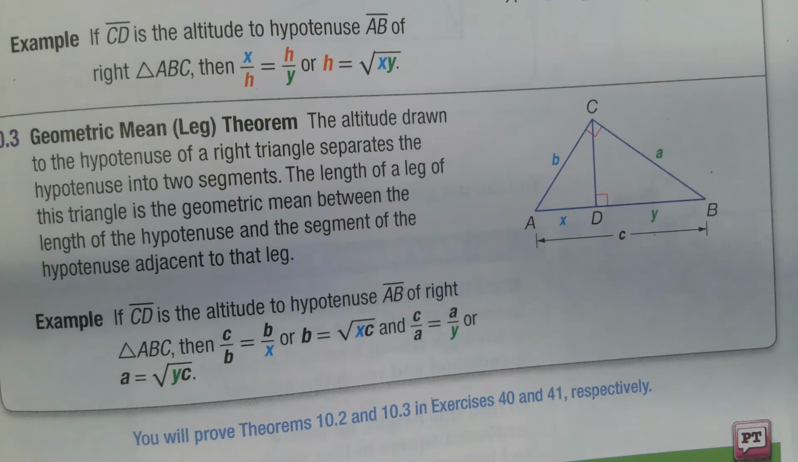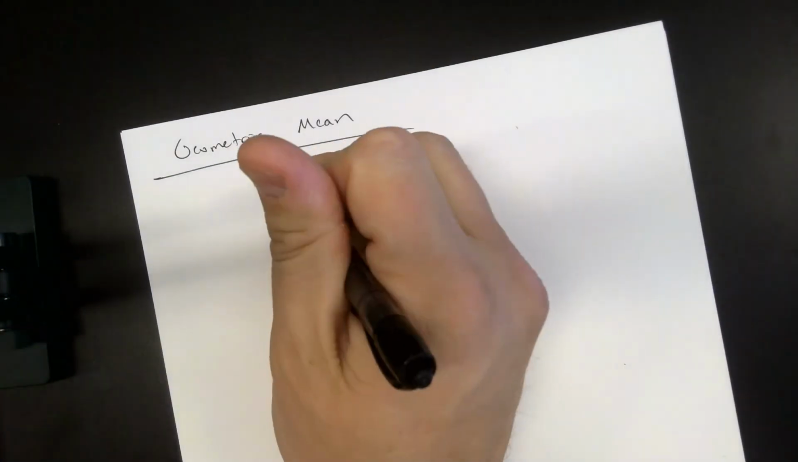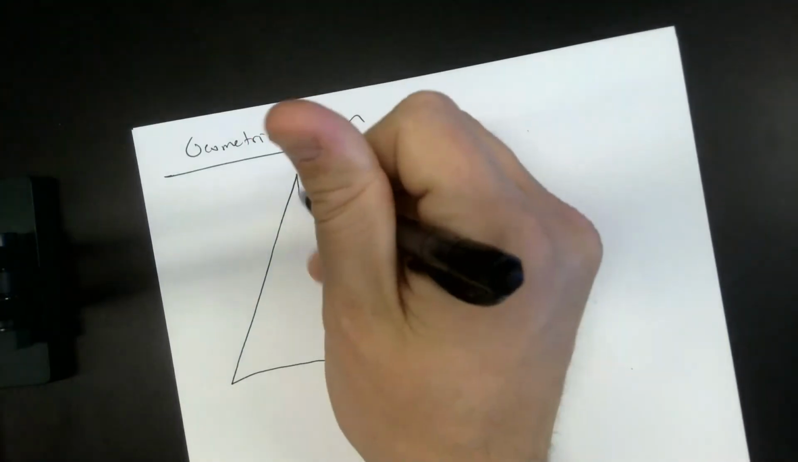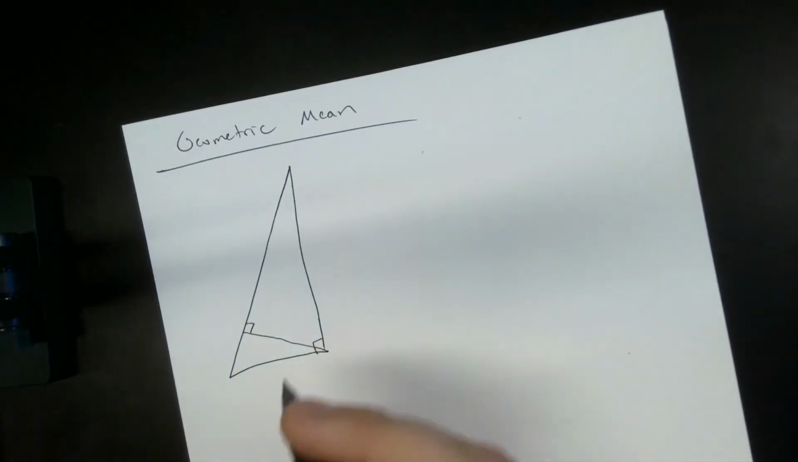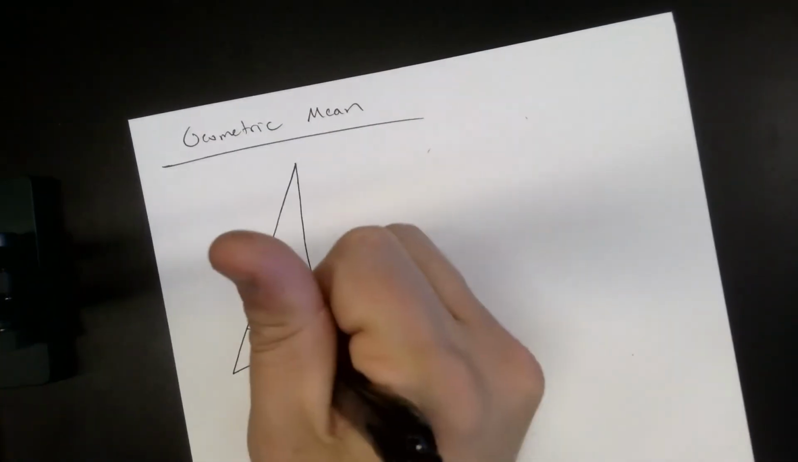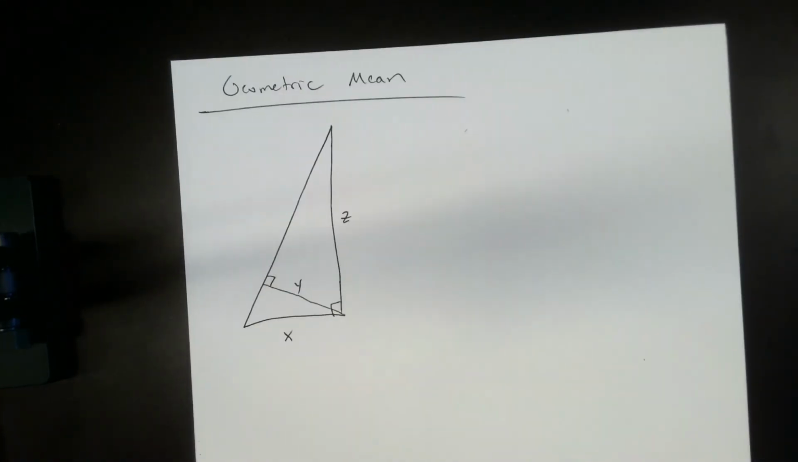If I draw it, you draw it. I want to find an example of one. Here we go. If this is X, Y, and Z. First off, identify that it's a right triangle. Second, you need to identify a couple of things right off the bat.